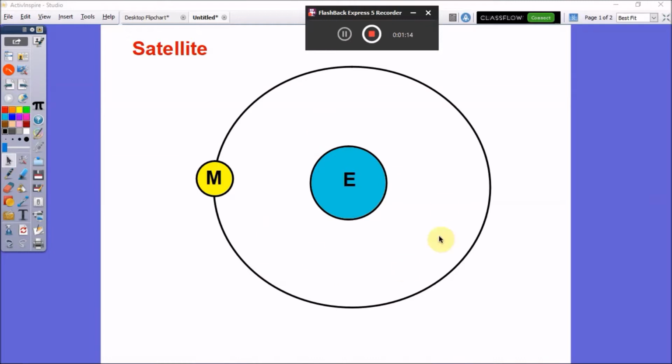So we're talking about things that orbit around the Earth. Actual satellites are satellites. The Earth does have a natural satellite, something that is not man-made. It is natural: the moon. The moon acts as a natural satellite, orbiting the Earth.